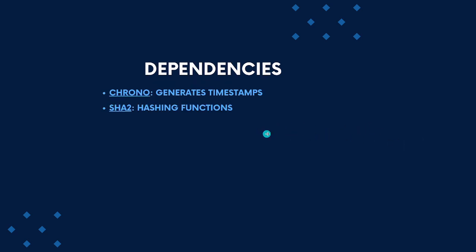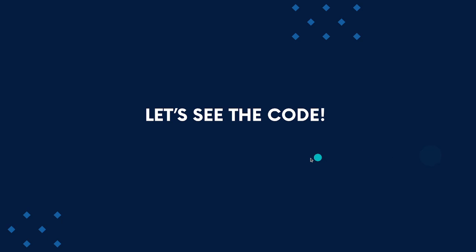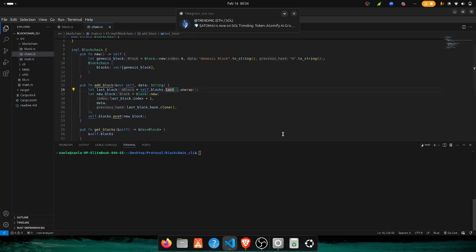The dependencies we'll be using for this workshop and the project we'll be exploring are chrono, that helps me get the current timestamp, and SHA-2, that helps me generate the hash. So without any further ado, let's see the code and let's see more of it.